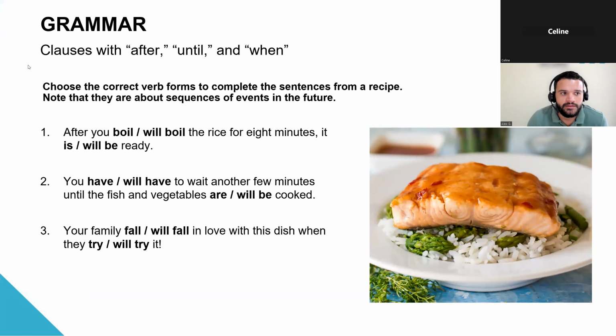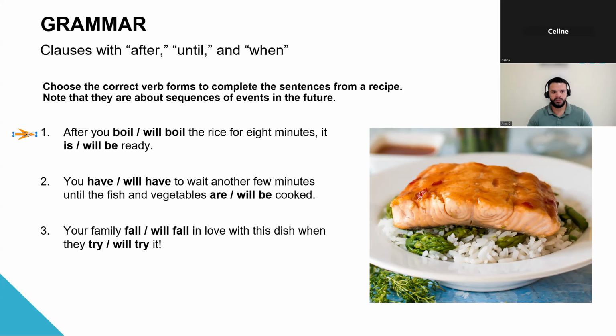Here we have grammar. It says clauses with after, until, and when. So I'm going to ask you to please read the instructions here. Celine, choose the correct verb forms to complete a sentence from a recipe. Note that they are about a sequence of events in the future. So let's choose the correct one. I'll help you with the first one.